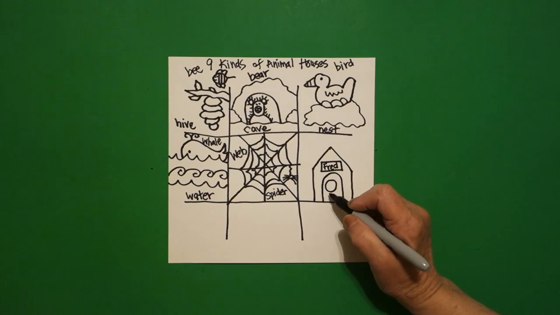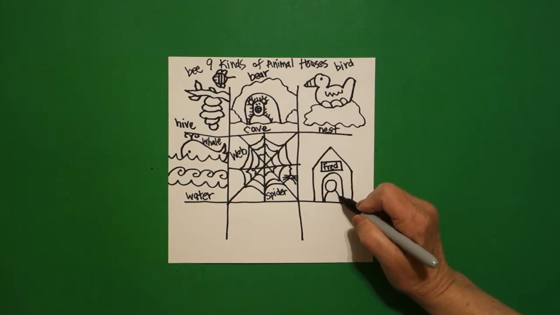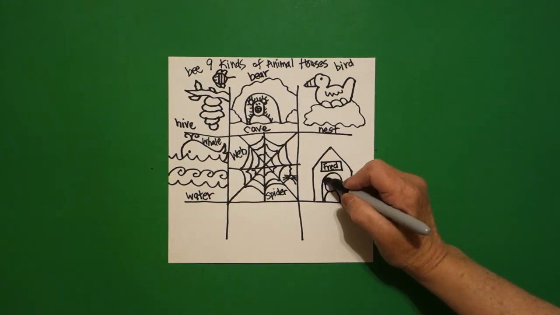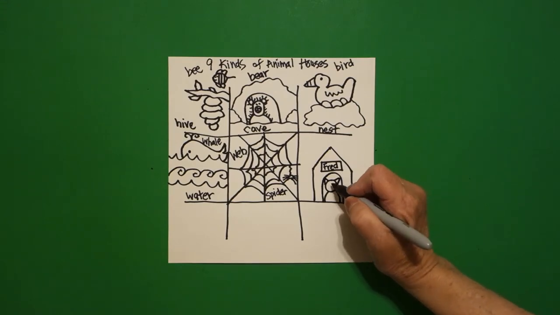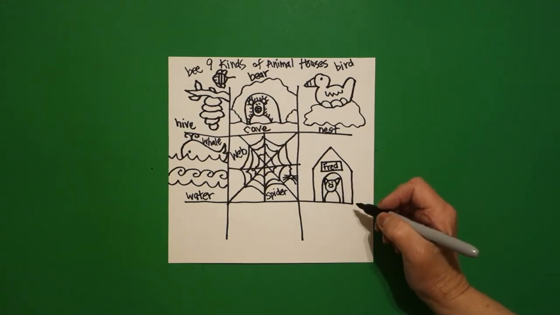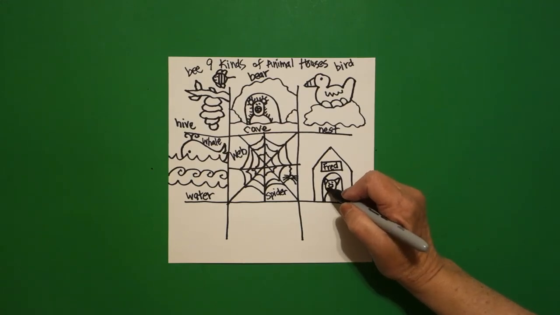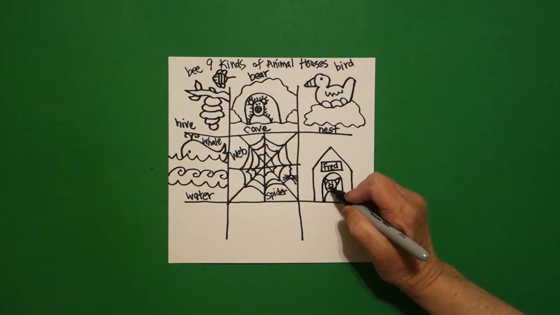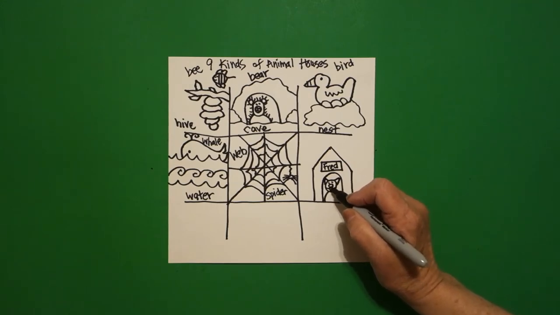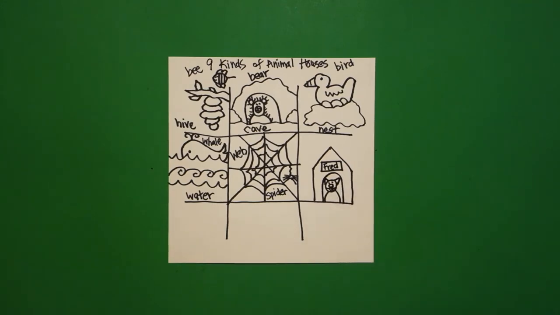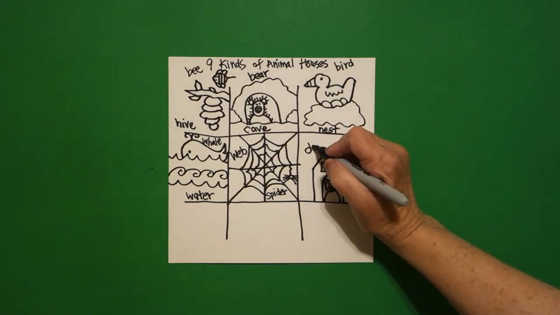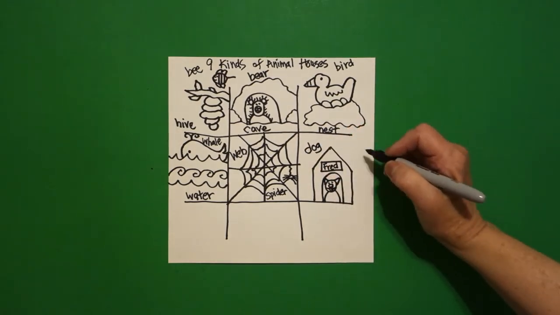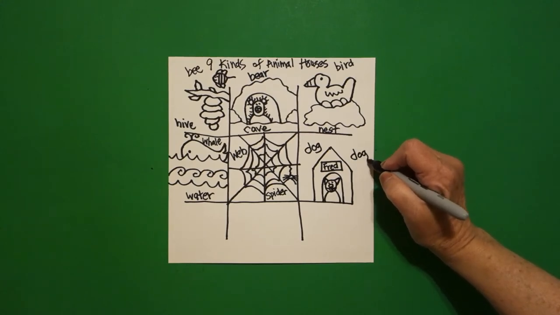Baby circle, curve line, curve line. Straight line up, down, up, down. Dot, dot. Little baby circle. Curve line to the left, right. Curve line in the center if you have room. Here's his tongue. And this is a dog who lives in a dog house.